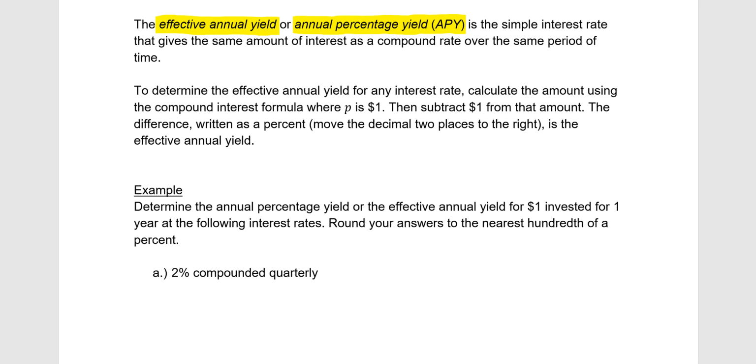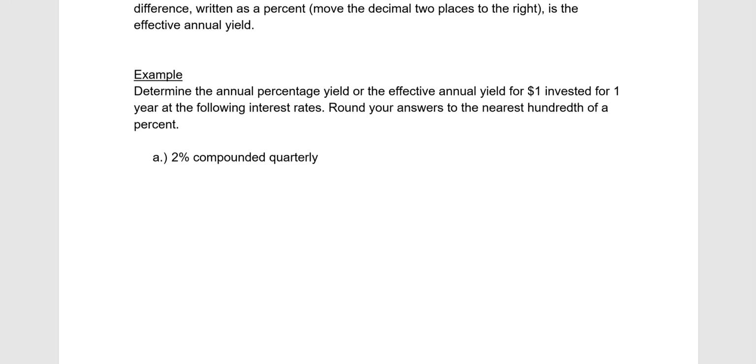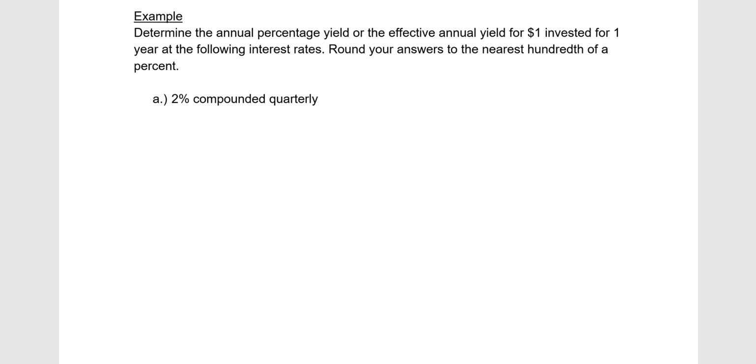The easiest way to determine the effective annual yield for any interest rate is to calculate the amount using the compound interest formula, where P is $1, then subtract $1 from that answer, and that difference, when we write it as a percent, is going to be the effective annual yield. So let's see a couple examples. Determine the annual percentage yield, or the effective annual yield, same thing, for $1 invested for 1 year at the following interest rates. Round your answers to the nearest hundredth of a percent.